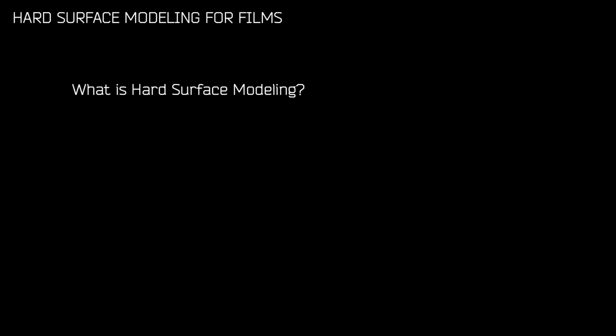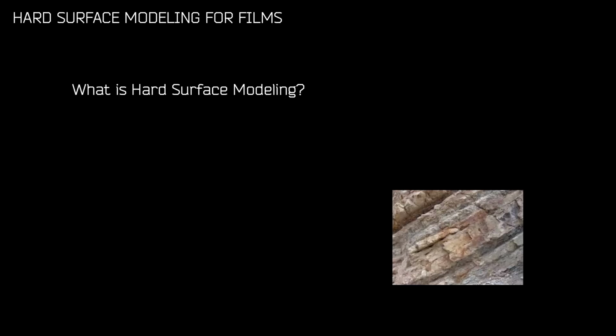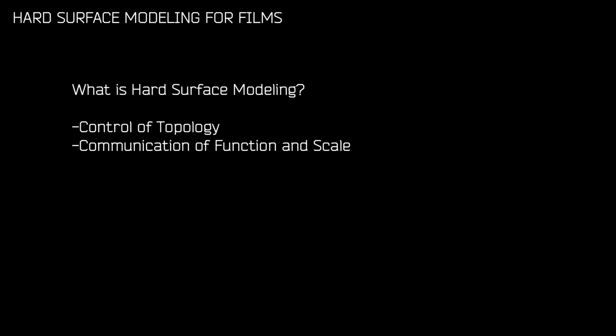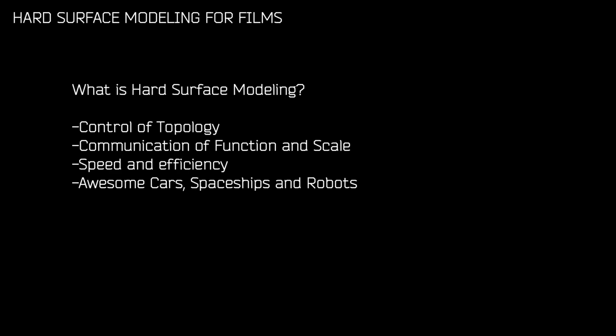I've heard that hard surface models are models that have angular or hard edges on them, but this rock face is something with hard edges that is very organic. To me, hard surface modeling isn't about the subject matter. Instead, it's about the precise control of topology. It's about communicating function and scale, and it's about speed and efficiency. Most importantly of all, it's about making awesome robots, cars, and/or spaceships. So, let's talk about some principles of hard surface modeling.